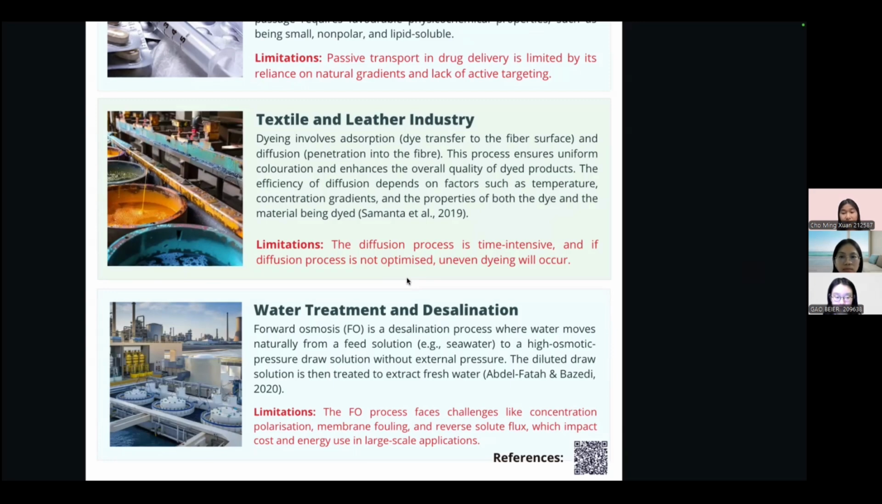Its simplicity and cost-effectiveness make it valuable, but the process has some limitations, like the process being slow, costly, and unable to target specific areas. To overcome this, modern techniques often combine passive and active methods for better efficiency and broader use. With that, we conclude our presentation. We hope you have gained a better understanding of passive transport, its mechanism, and its wide-ranging applications in everyday life and human use.